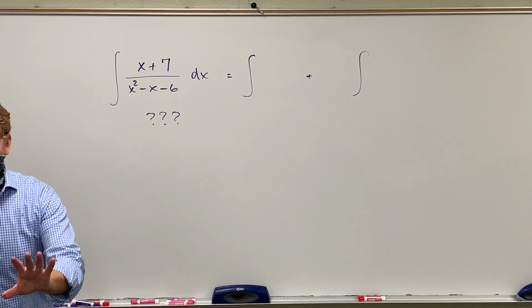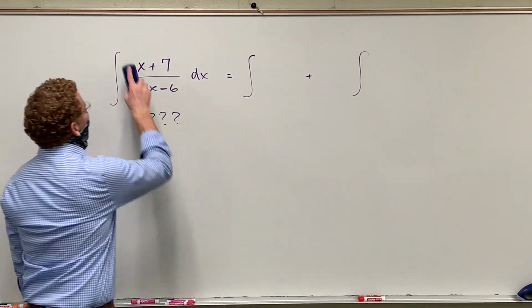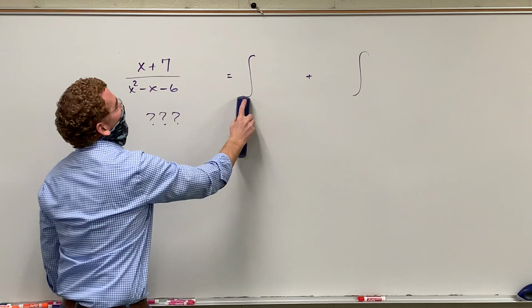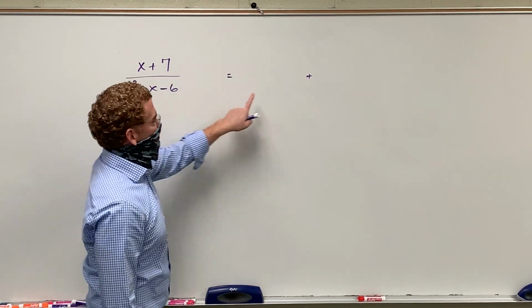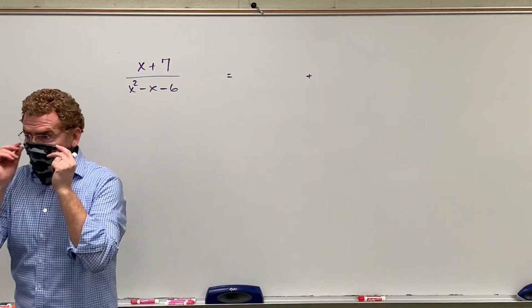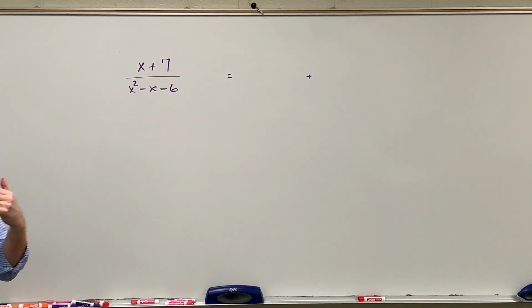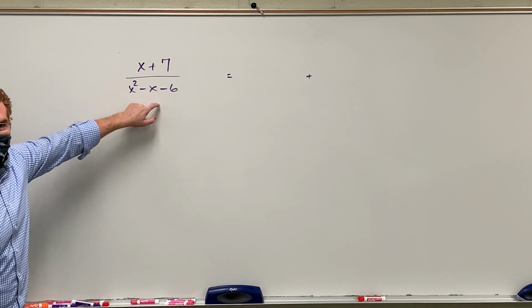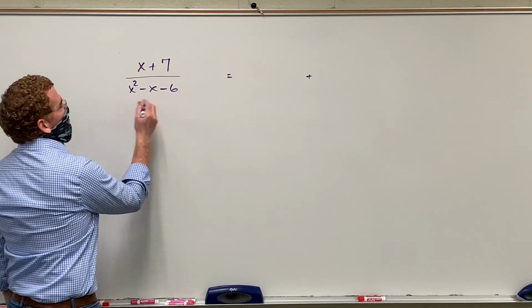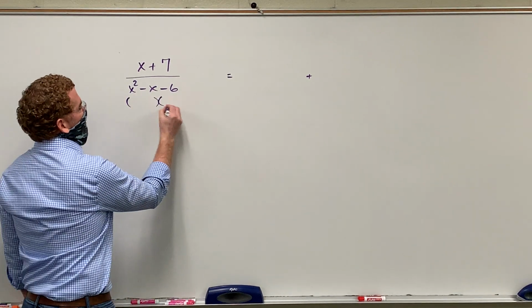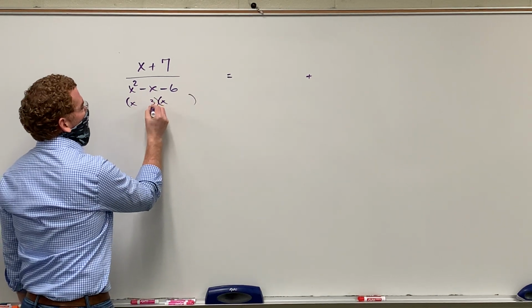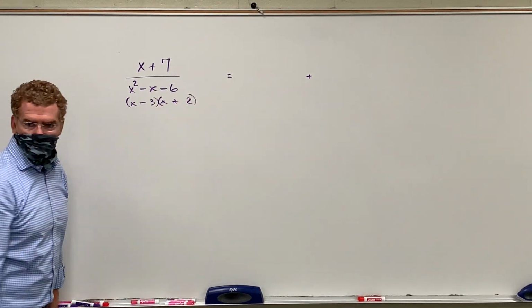But what we're going to do right now is forget about all the integral stuff, and focus on how I would rewrite this into two smaller fractions that I could actually add together and integrate separately with the rules that I know. The first thing you're going to want to do is factor that denominator. If it didn't factor, we'll talk about that in a second. We're going to factor that into x minus 3 times x plus 2.